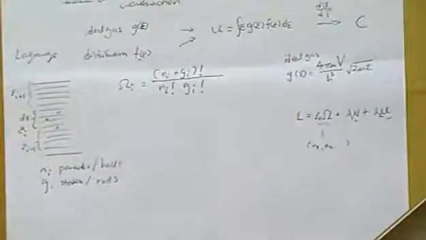Well, the total number would be ni plus gi. So if they're all different, it would be this number factorial. But because the ni particles are the same, we divide by ni factorial. And because the gi rods are the same, we divide by gi factorial. So that's it. That's the way to do it.